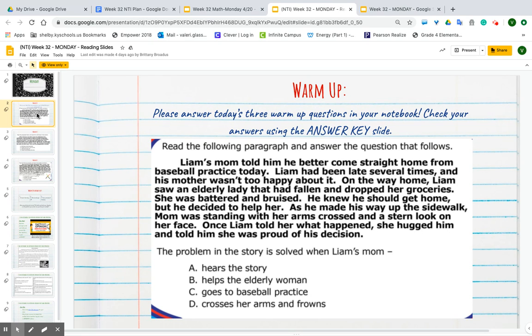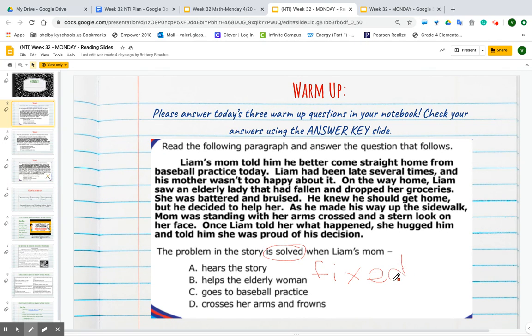So let's look at this. The problem in the story is solved when Liam's mom hears the story, helps the elderly woman, goes to baseball practice, or crosses her arms and frowns. Now, remember, when you're doing these kinds of questions, you can always get rid of what you know it isn't. So, key word here: solved. When the problem was, let's see if we can write this, fixed. Same thing as solved.